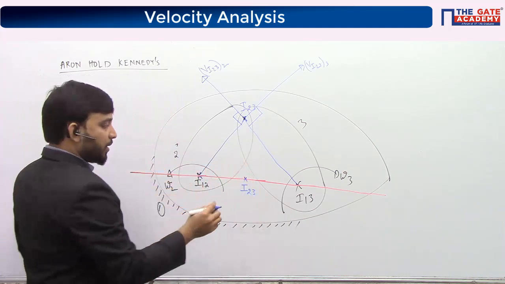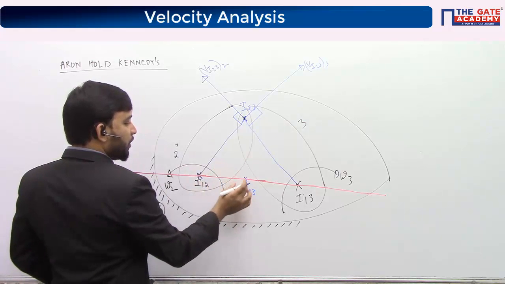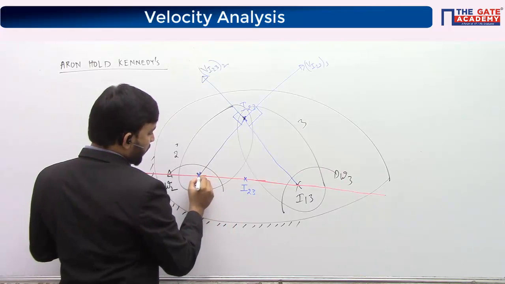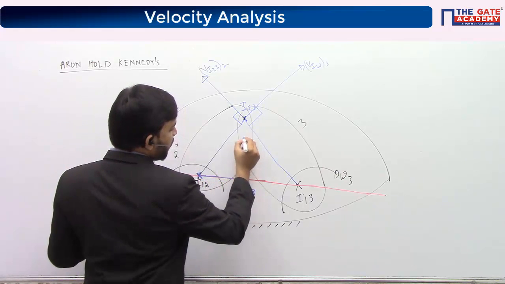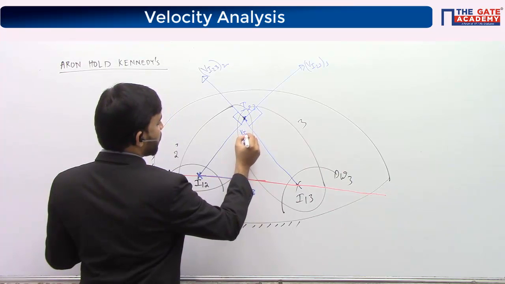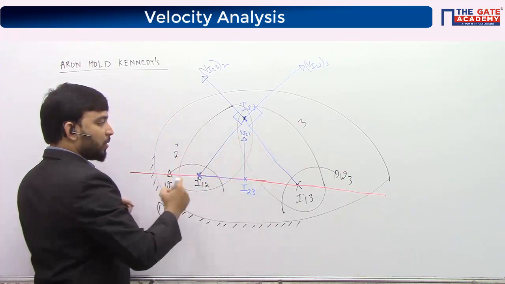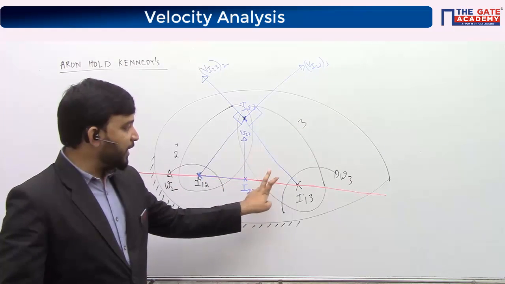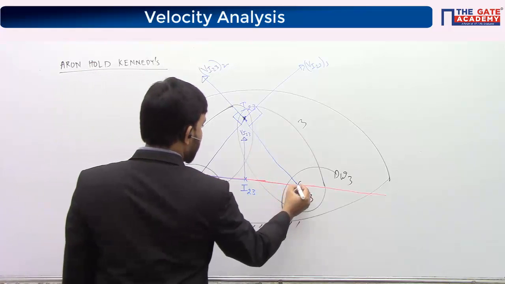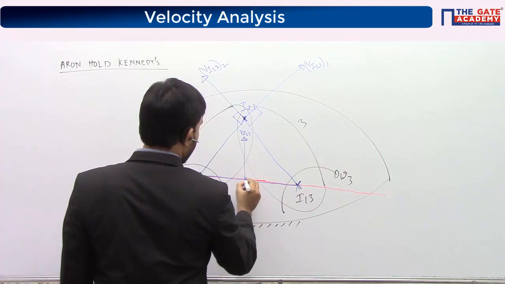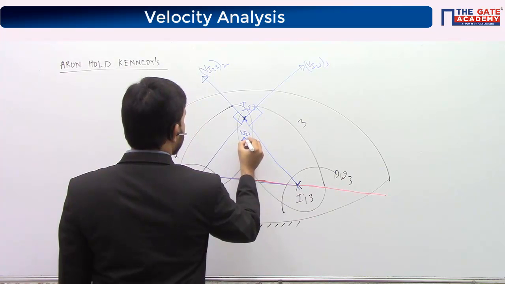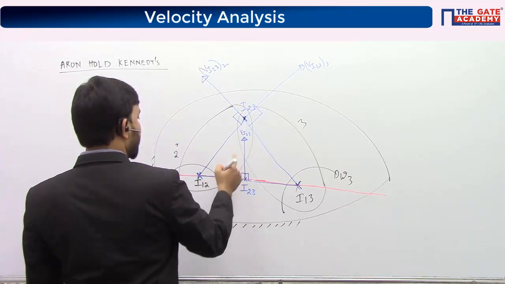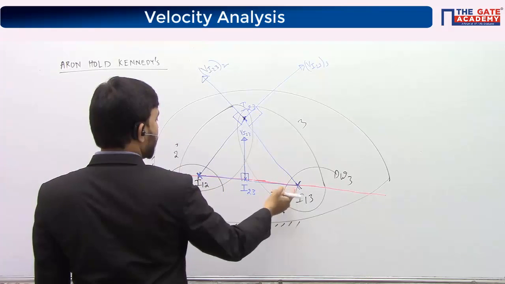now you can see, if I consider I23 lies on body 2, what will be the direction of velocity? For body 2, this is the center of rotation, so this is the radial line, and the velocity will be perpendicular to the radial line. So it is rotating counterclockwise, so the velocity of I23 will be like this. Similarly, if I assume this point lies on body 3, this is the center of rotation of body 3, this is the radial line, so the velocity of I23 will be perpendicular to this radial line.